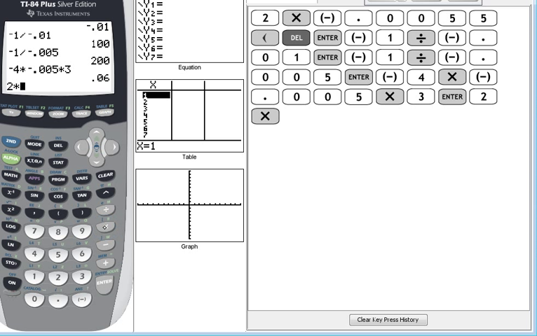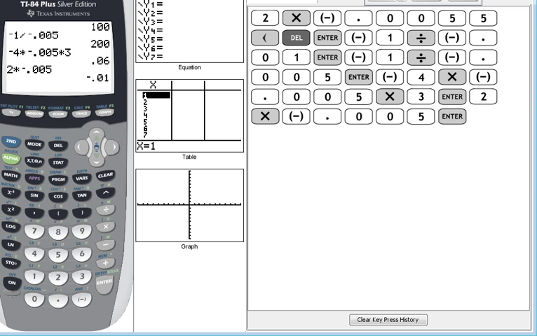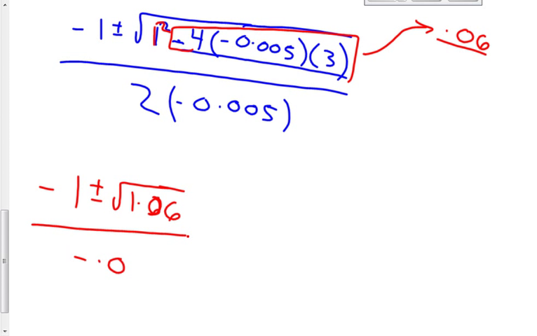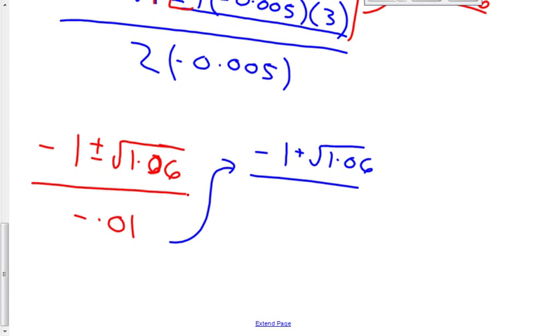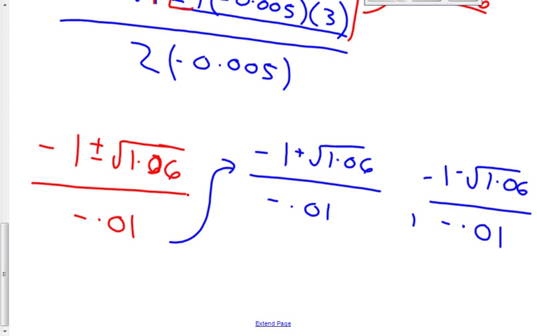2 times a negative 0.005 is a negative 0.01. So we kind of get two different answers in this one, don't we, class? We have a negative 1 plus the square root of 1.06 divided by a negative 0.01. And we also have a negative 1 minus the square root of 1.06 divided by a negative 0.01. Put both of those in your calculator, and we will get two different values.